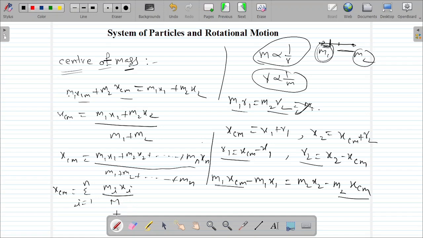If you want, you can write that as mi also. Okay, it's not for the ith particle, but it's the total mass. Let's consider capital M itself. So xcm equal to sigma i equal to 1 to n mi xi by M, where sigma is nothing but summation, addition. Okay, clear, right?